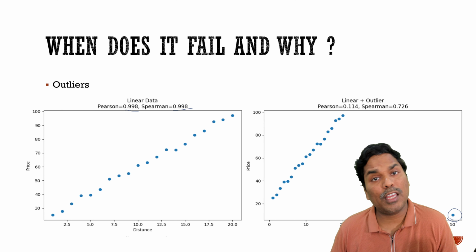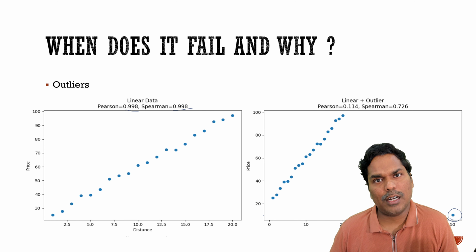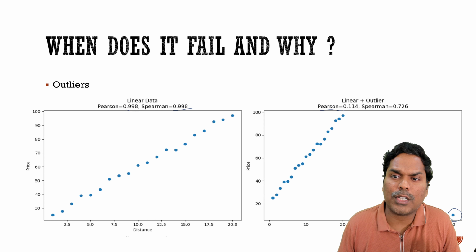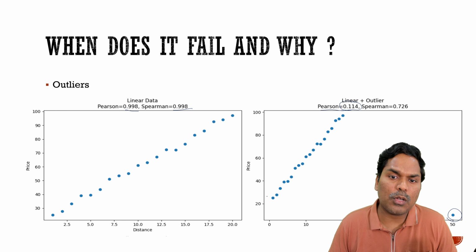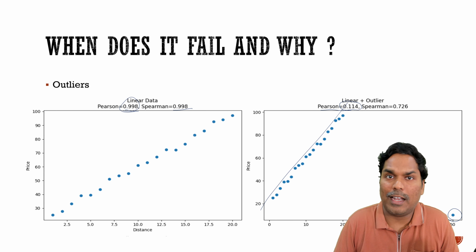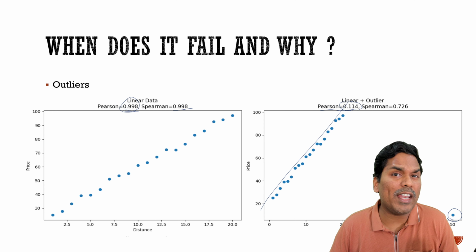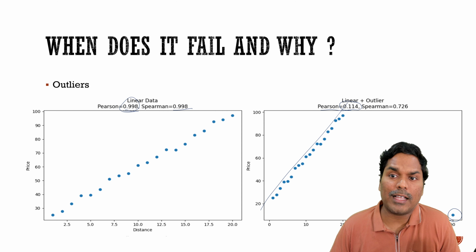This outlier is at a distance of 50 kilometers, but the price was given as just 10 units. Probably a discounted one, or probably a data entry issue, or a software glitch. It could be anything, right? But as soon as you have an extreme point, you look at your Pearson's correlation coefficient and it dropped to almost 0.114. If you drop this point and use the original data, the coefficient is 0.99. From 0.99, it came to 0.11, which is a very drastic change. I took this example intentionally to highlight it, whereas your Spearman is still high, 0.726.